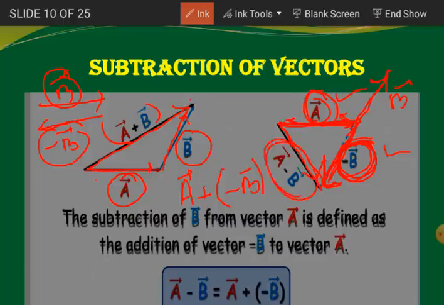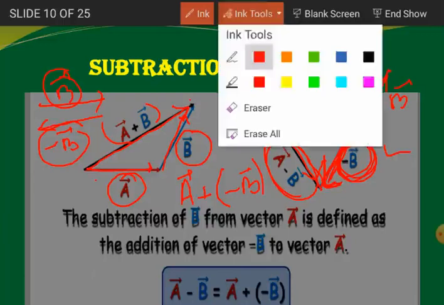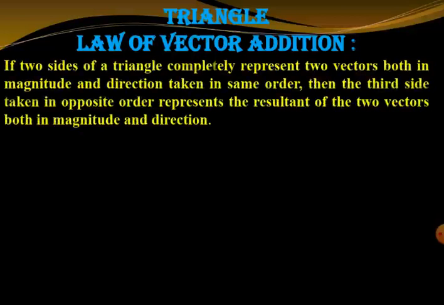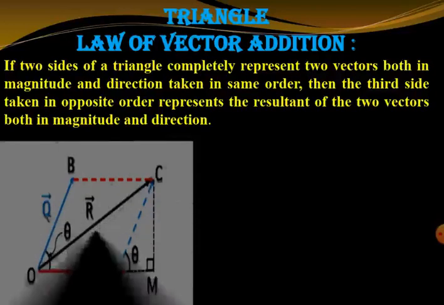So I told you that there is no such subtraction of vectors, rather this is the addition of a vector with the opposite of another vector, right? So that is all about vector addition and subtraction. Now this is just a repetition of the previous one. Law of vector addition: if two sides of a triangle represent two vectors both in magnitude and direction taken in order, then the third side taken in opposite order represents the resultant of the two vectors both in magnitude and direction. That is what we have already done.